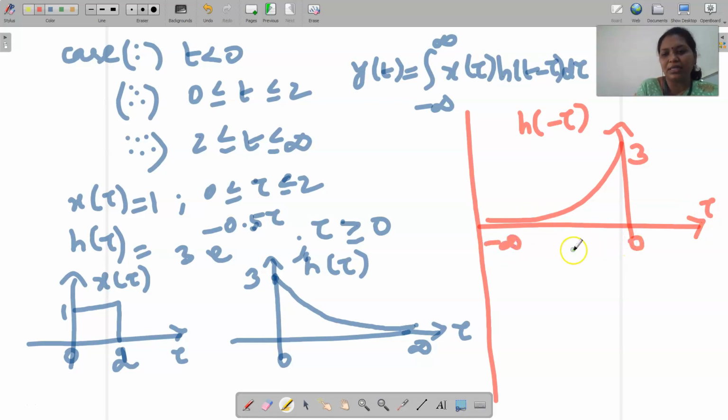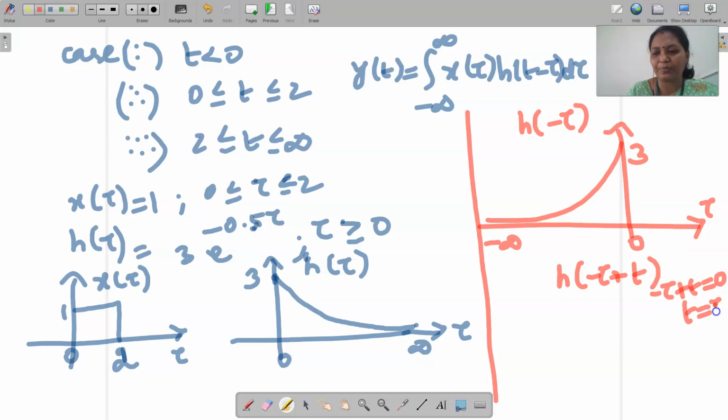The fourth signal is h of minus tau plus t. Generally it is a time shifting operation. Time shifting operation means we need to substitute this value equal to 0. So what happens? Minus tau plus t equal to 0. So t equal to tau, or in another way I can say tau is equal to t.